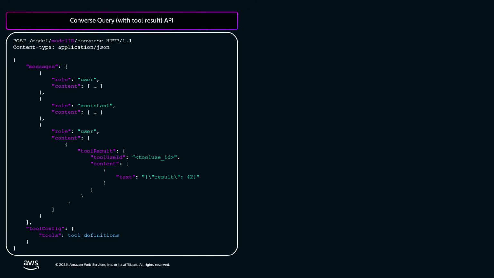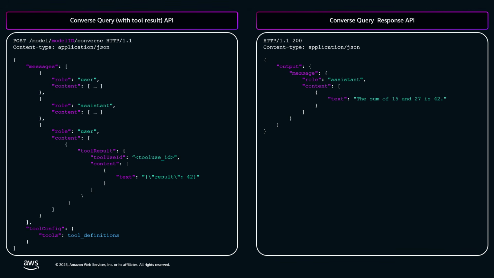So once we get that tool call request into our application, we can go ahead and make the tool call. We can go ahead and call the Converse Query API back with the result of our tool call. And you can see here in the user segment of the request, you see the result of 42. That's a result that was given by the tool, the add numbers tool.